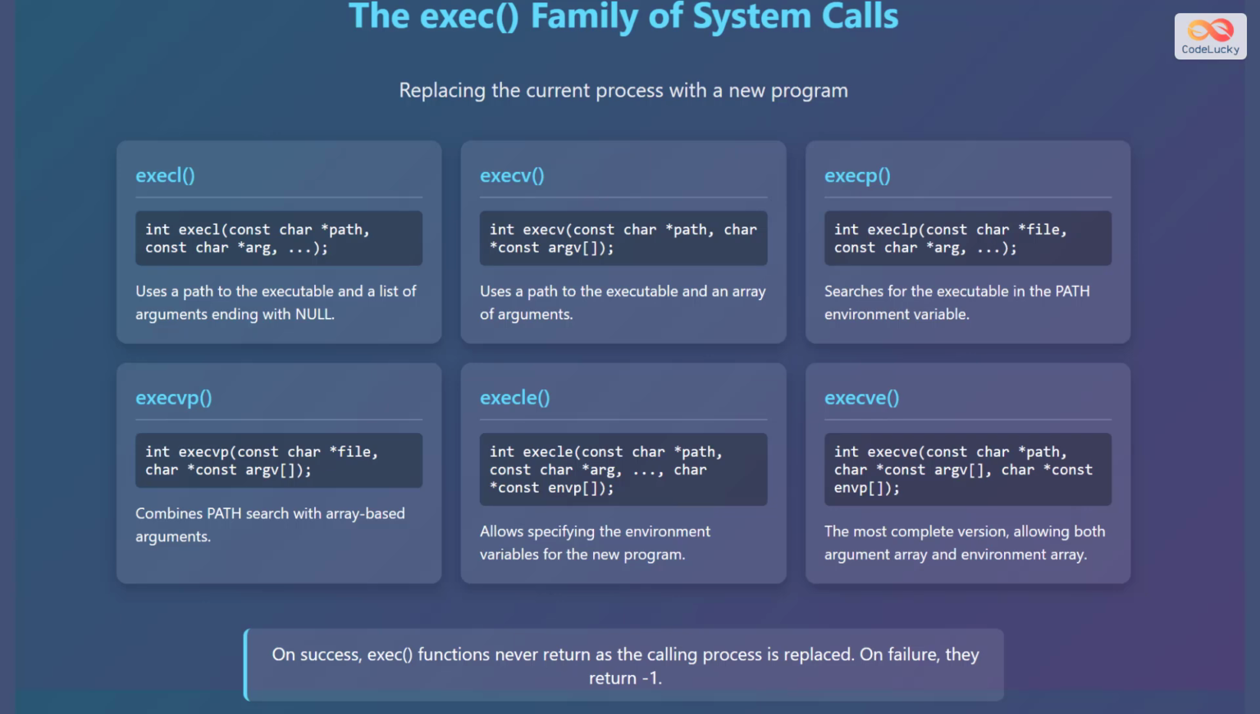execlp is similar to execl, but it searches for the executable file in the directories specified in the PATH environment variable. execvp is similar to execv, but it also searches for the executable file in the directories specified in the PATH environment variable. execle allows you to specify the environment variables that should be passed to the new program. execve is the most general form of exec and allows you to specify both the arguments and the environment variables for the new program. On success, the exec functions do not return because the current process is replaced by the new program. If an error occurs, they return -1, and the calling process remains unchanged.